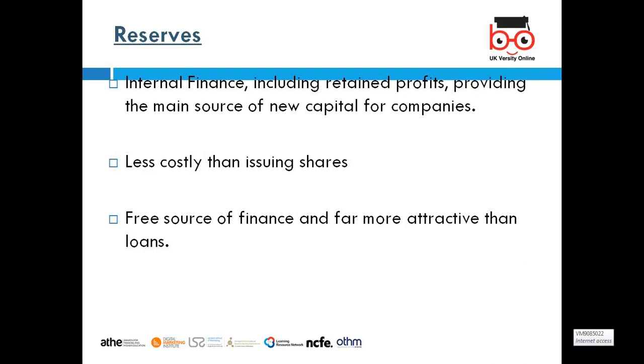Sometimes we have a reserve. A reserve means last year's profit, previous years' profit, which we put aside as a reserve, retained earnings. So we can use that money as a source of finance. It's our own money, which we did not distribute to the shareholders. We kept it as a reserve, and so we can use it.